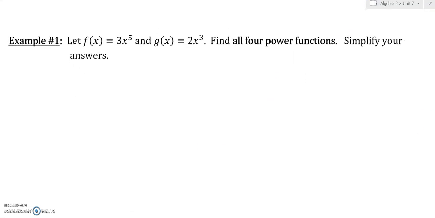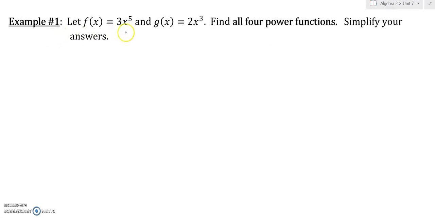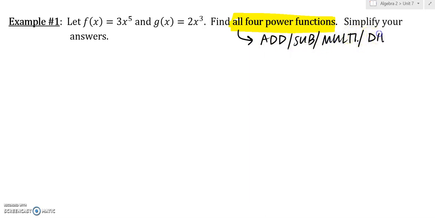On the back side it says example 1. Gives you two functions, okay, let f of x equal 3x to the 5th and g of x equal 2x cubed. It wants us to find all four power functions. So when it says find all four power functions, it's bolded right there. All it's talking about is adding, subtracting, multiplying, and dividing. Okay, those are the four, 1, 2, 3, 4. Those are the four we just practiced. And then, of course, simplify all your answers.